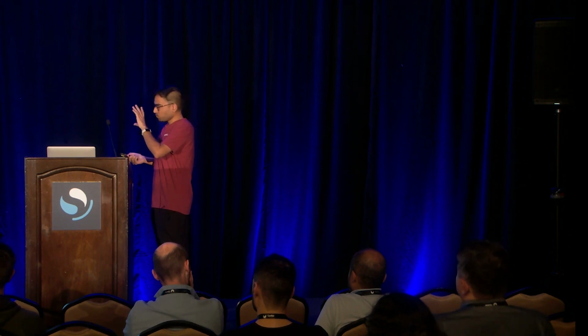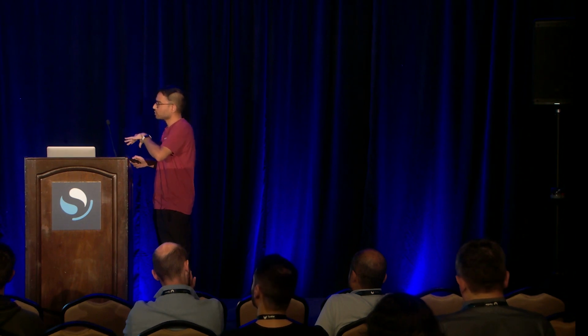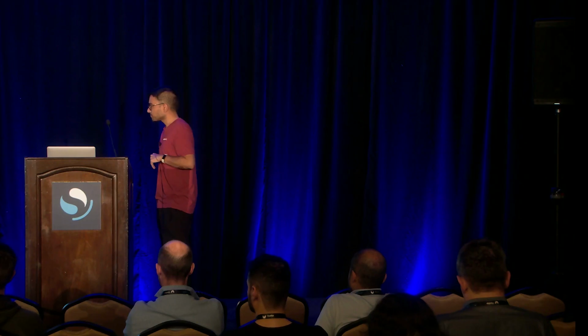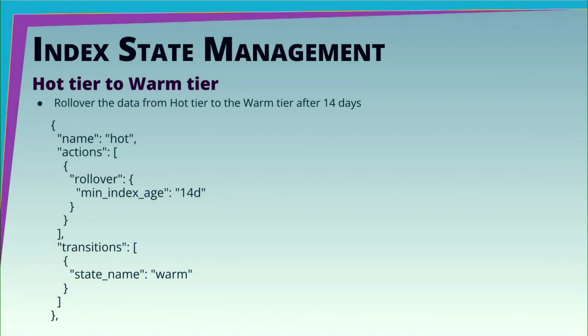I concatenated some of these things and I cut out some stuff just for the main thing, but you should still get the idea. So initially, when the new data comes into the hot tier, I set the minimum index age to 14 days. What this essentially does is after 14 days, it's going to roll over to a new index and then transition this one to the warm tier.